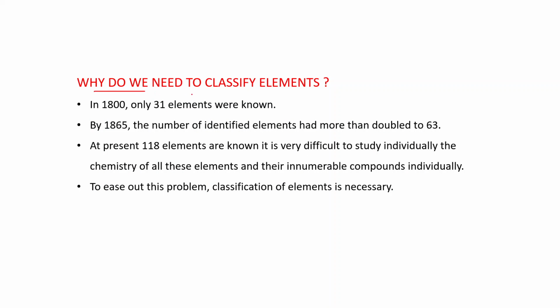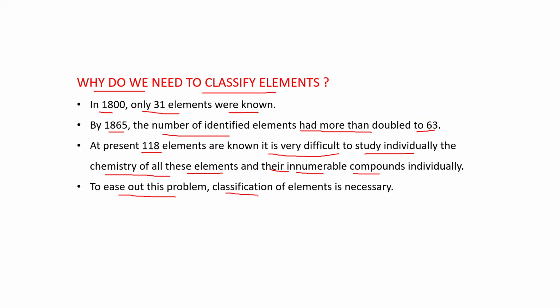Why do we need to classify elements? In 1800, only 31 elements were known. By 1865, the number of identified elements had more than doubled to 63. At present, 118 elements are known, and it is very difficult to study the chemistry of all these elements and their innumerable compounds individually. To ease out this problem, classification of elements is necessary.